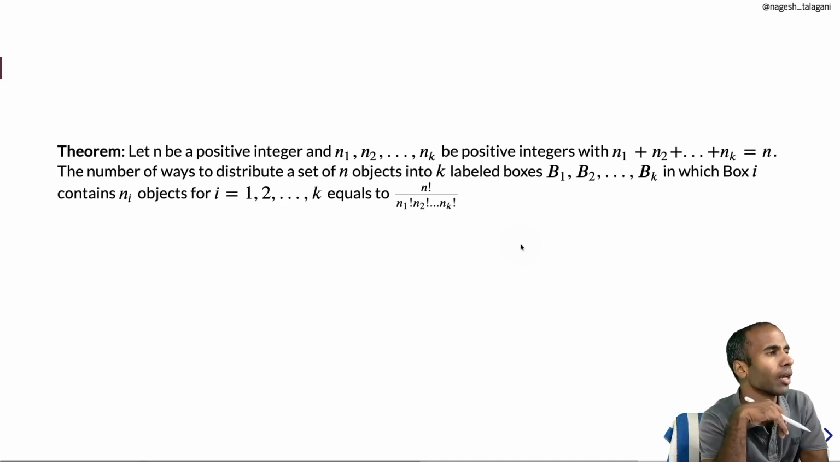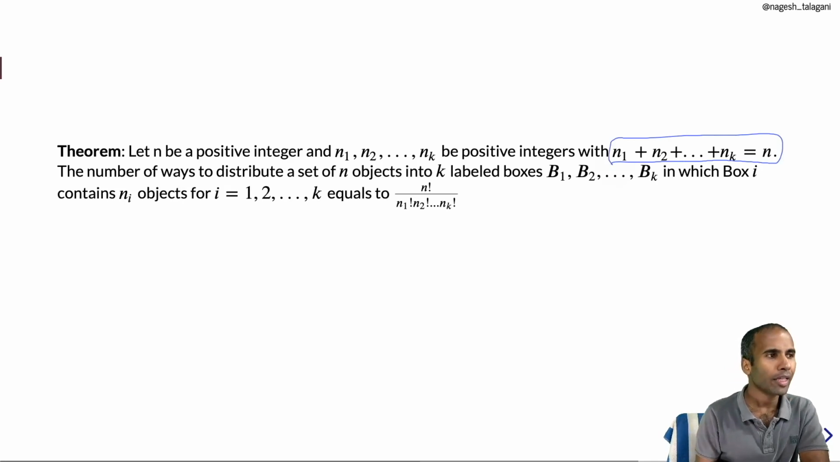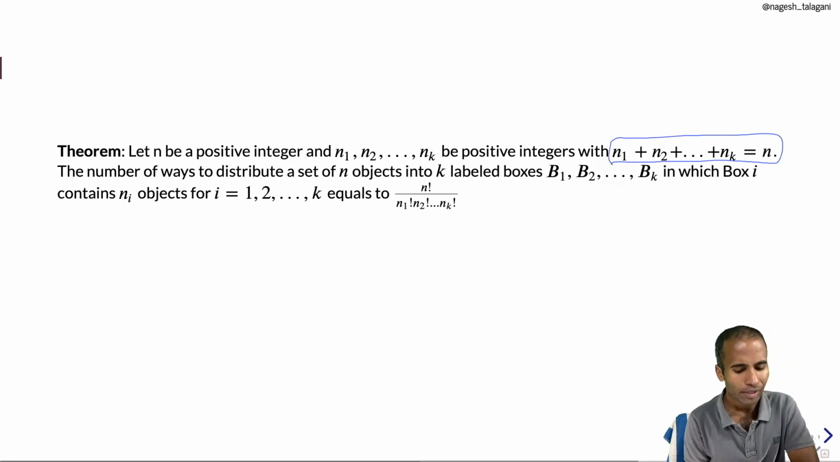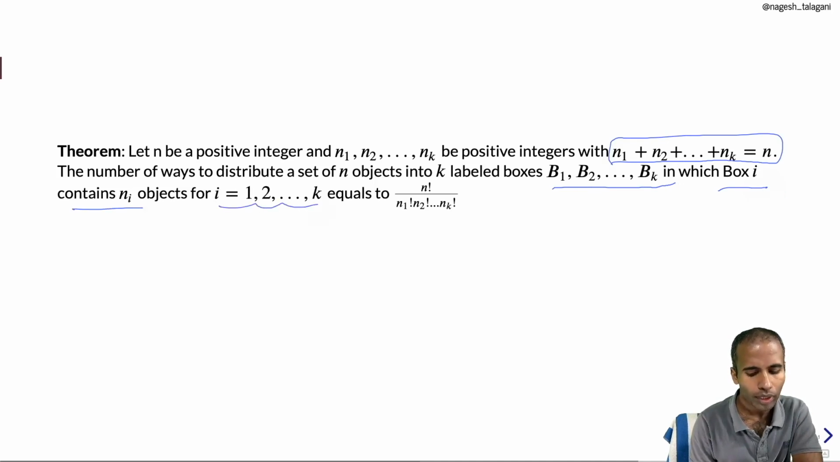Theorem. Let n be a positive integer and n1, n2, ..., nk be positive integers with n1 plus n2 plus so on nk equal to n. Then the number of ways to distribute a set of n objects into k labeled boxes b1, b2, so on bk, in which box i contains ni objects for i equal to 1 to k, equals n factorial by n1 factorial, n2 factorial, so on nk factorial.